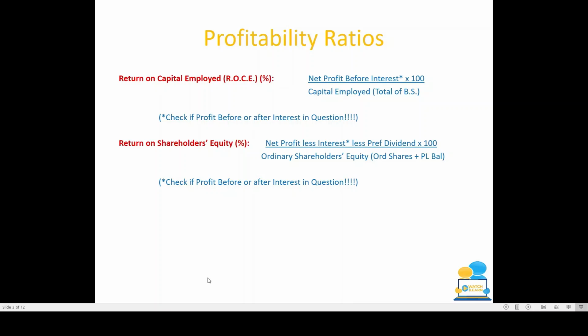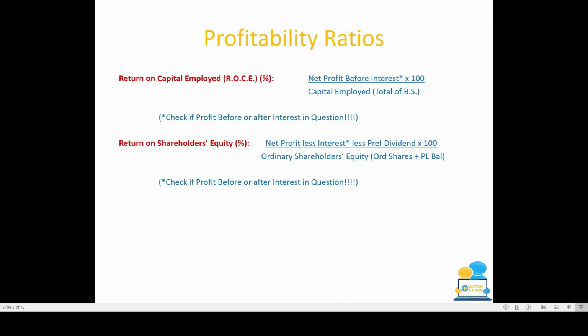The first ratio here that's commonly asked is return on capital employed. So to work out return on capital employed, and again, your answer is going to be a percentage, it's net profit before interest over capital employed multiplied by 100. There's an asterisk here beside net profit before interest because we need to check in the question, is the net profit before or after interest?